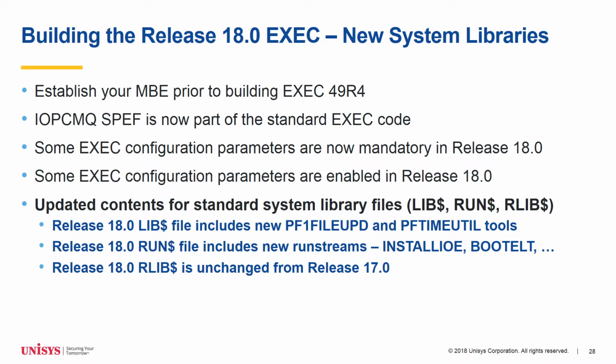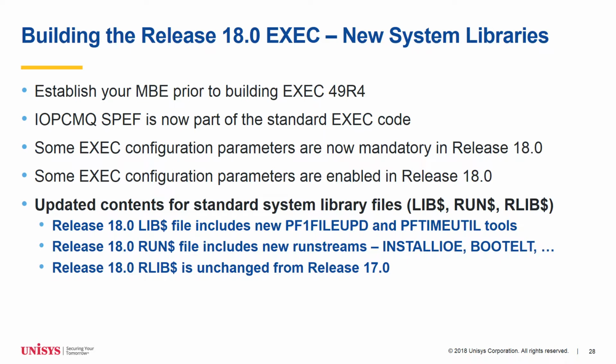Release 18 contains updated utility processors and run streams in the EXEC library files. Many of these changes are associated with timestamp upgrades. The Release 18 EXEC lib$ file contains two new utilities, PF1 file update and PF time util. You can use these utilities to aid your testing and migration to an environment using the new program file timestamp formats. These utilities are described in detail in the timebook and in a separate technical update presentation.